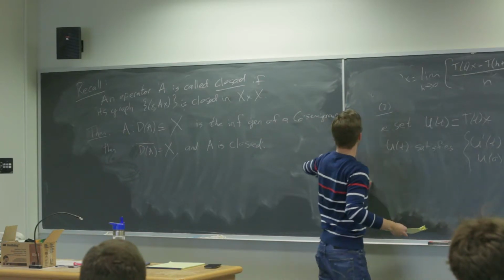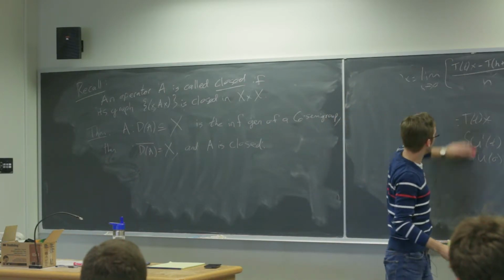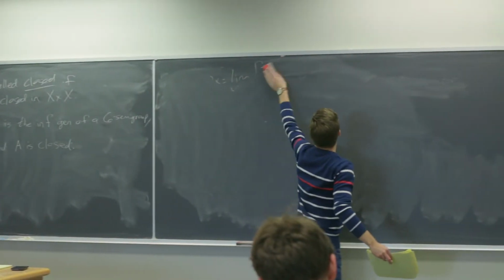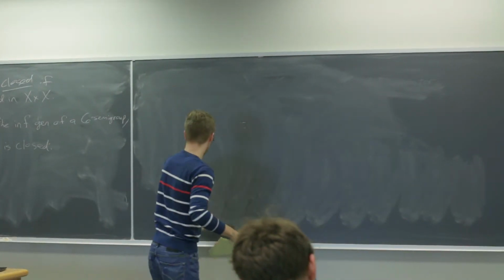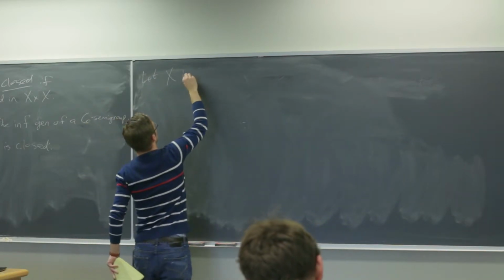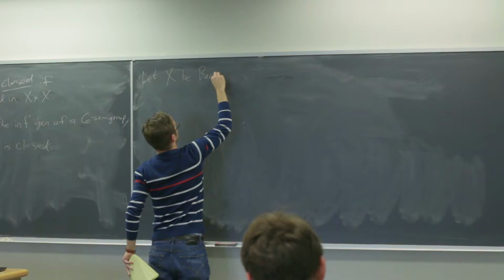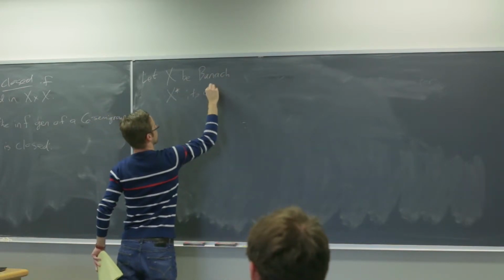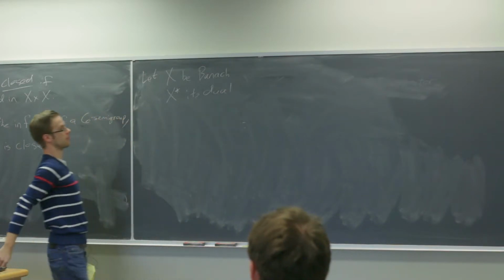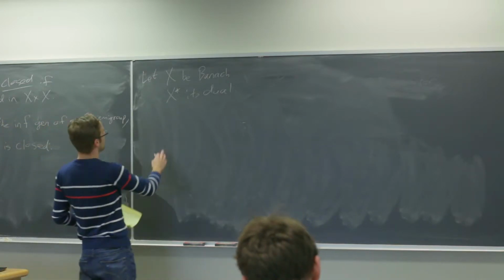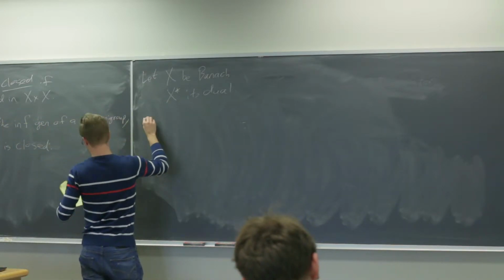Now I need some more functional analysis. Let's remember Hahn-Banach theorem. Not going to state it, but I will use it. So let now X be Banach, X star its dual. Have we all seen the Hahn-Banach theorem before? All right. So X a Banach space, X star will be its dual.